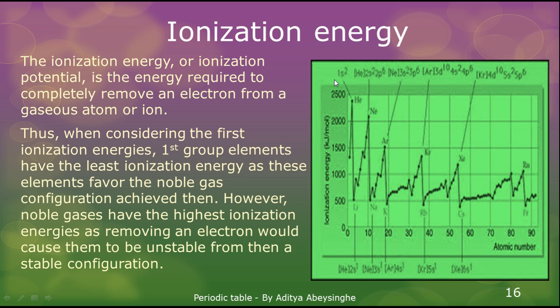However, this is in complete contrast when you go to the group 1 elements. For example, lithium has a configuration of helium 2s1. Sodium has a configuration of neon 3s1. Neon means the neon core.